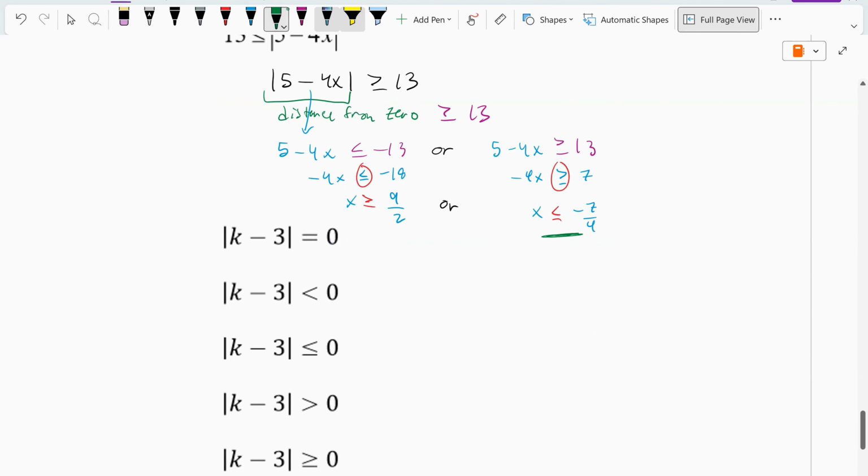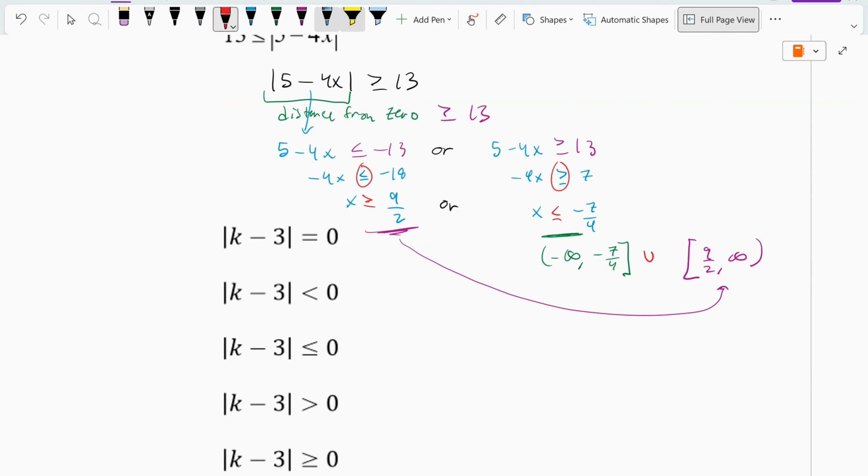This is the smaller one. This represents negative infinity to negative 7/4. Include the bracket. This is the larger one. I need to write it in order, 9/2 to positive infinity. We write the union in between.